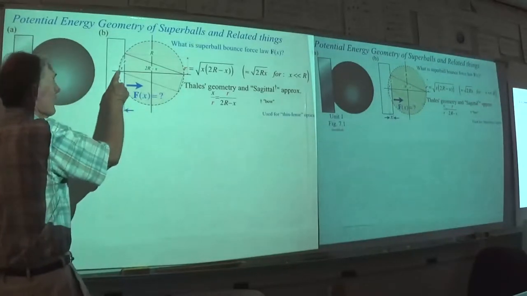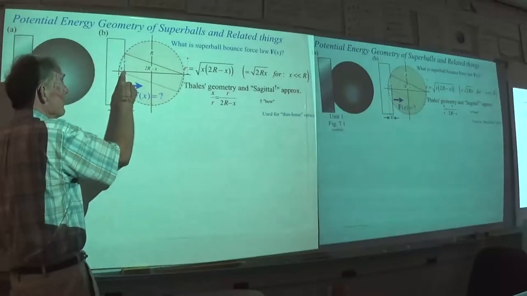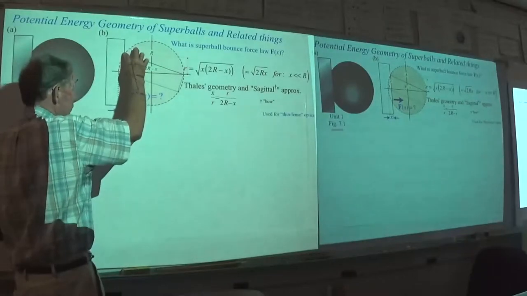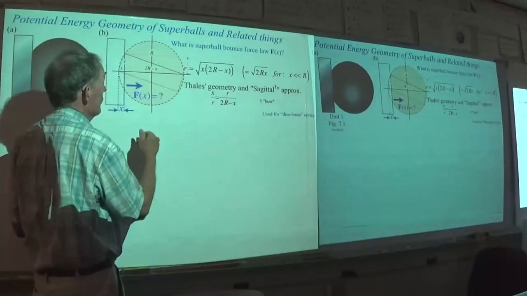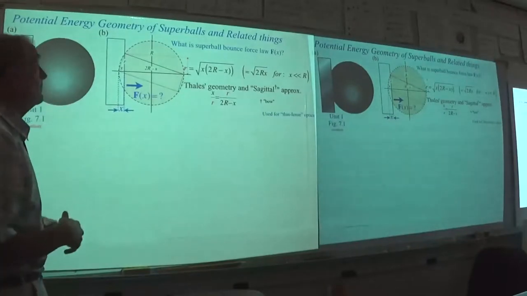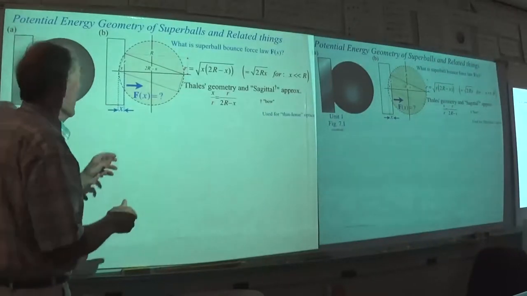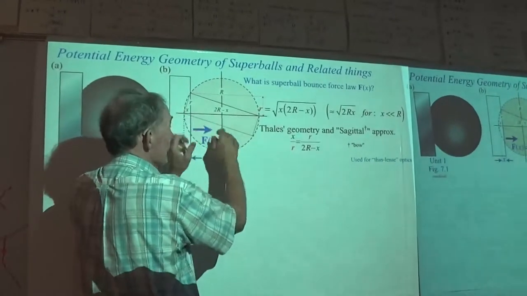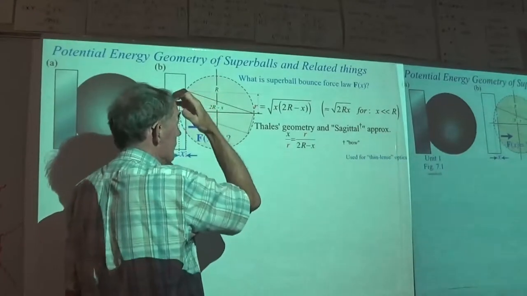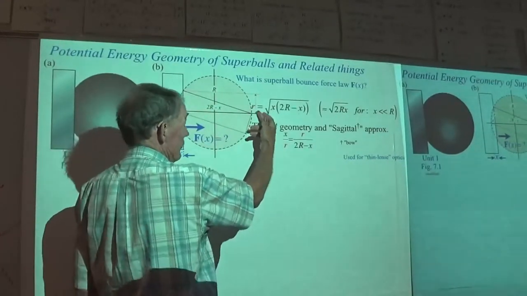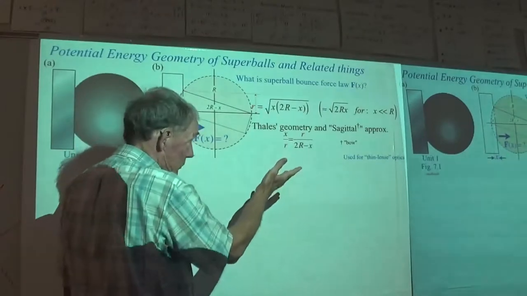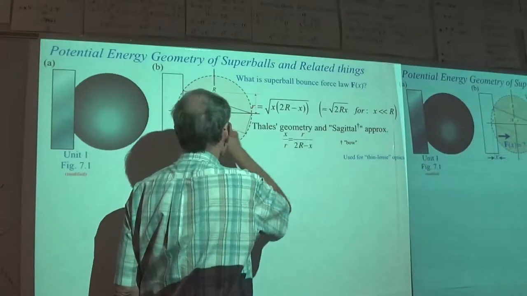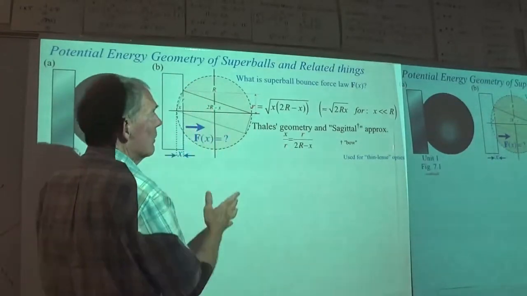But once you've done that, you realize you have similar triangles. This distance here is to that distance there, as that distance is to this right here. So you set that up, and you get all the geometry that you need here, the ratio between 2r minus x and r minus x, and so forth. So you end up with a beautiful equation here that is the exact equation that we will use to get this very precisely. But it's approximated if the x, the indentation into the ball, is pretty small.